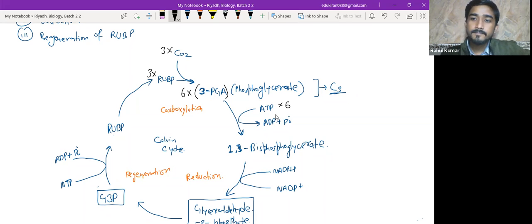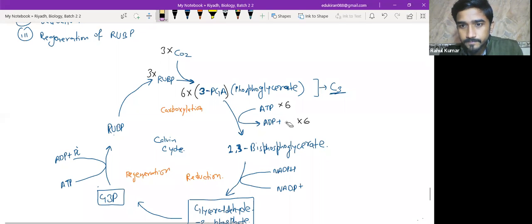6. Correct? And similarly, how many ADPs will come out? 6. And after this ATP addition, sorry, this Pi will not come out. I'm so sorry. I forgot.